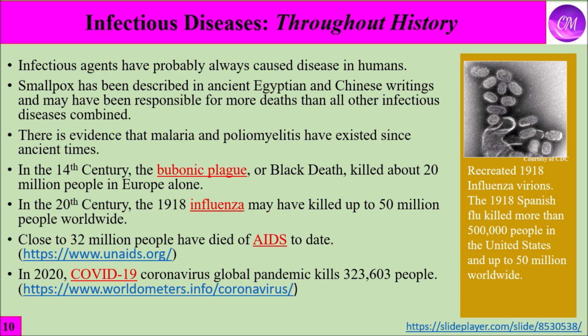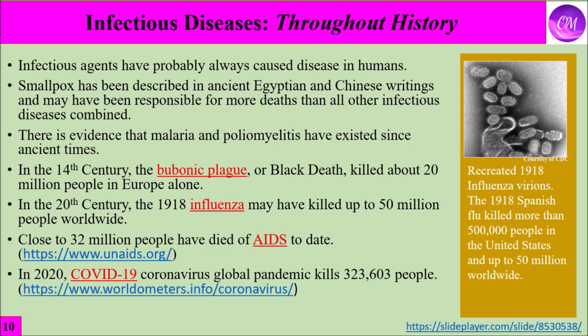Let me explain some brief history of infectious diseases. The infectious agents have probably always caused disease in humans. Smallpox has been described in ancient Egyptian and Chinese writings and may have been responsible for more deaths than all other infectious diseases combined. There is evidence that malaria and poliomyelitis have existed since ancient times.